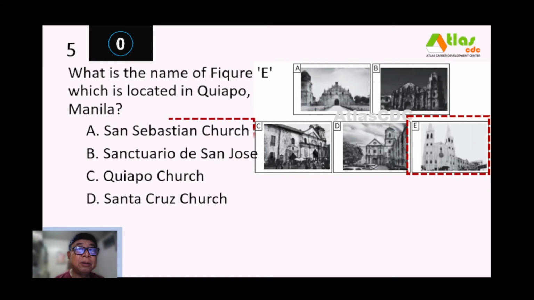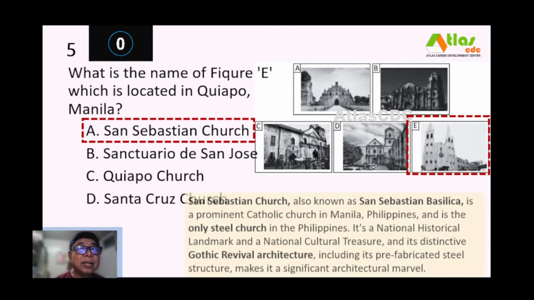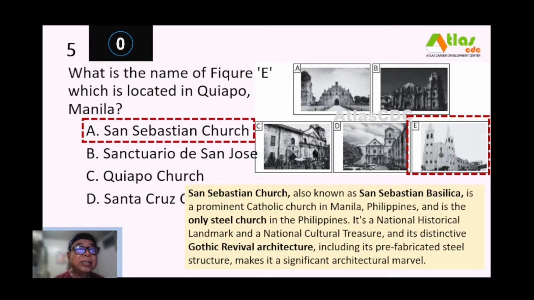And our correct answer is letter A, San Sebastian Church. San Sebastian Church is also known as the San Sebastian Basilica. It is a prominent Catholic church in Manila and is the only all-steel church in the Philippines. It is a national historical landmark and a national cultural treasure, and its distinctive Gothic Revival architecture, including its prefabricated steel structure, makes it a significant architectural marvel.